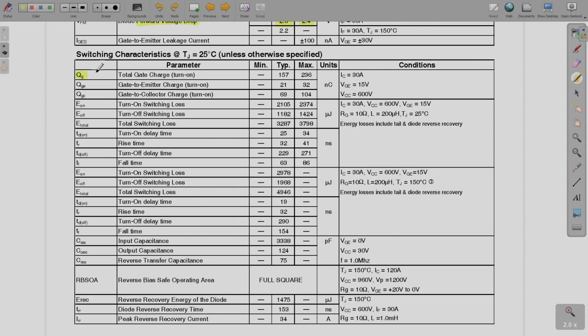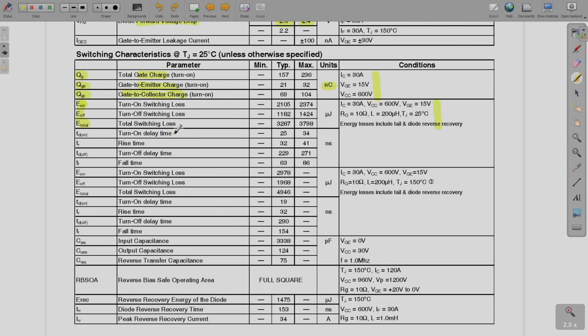So QG, the total gate charge, and gate to emitter charge and gate to collector charge, are given in nanocoulombs, and the conditions are also mentioned here. Then your turn on loss, turn off loss, and the total switching loss are also provided, and you can see the conditions here as well.